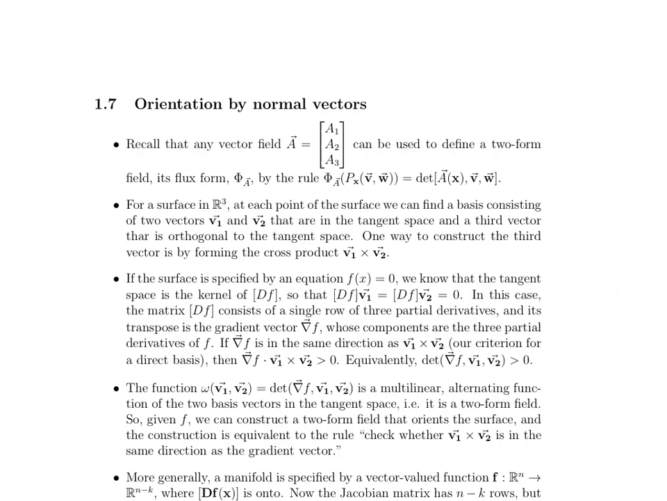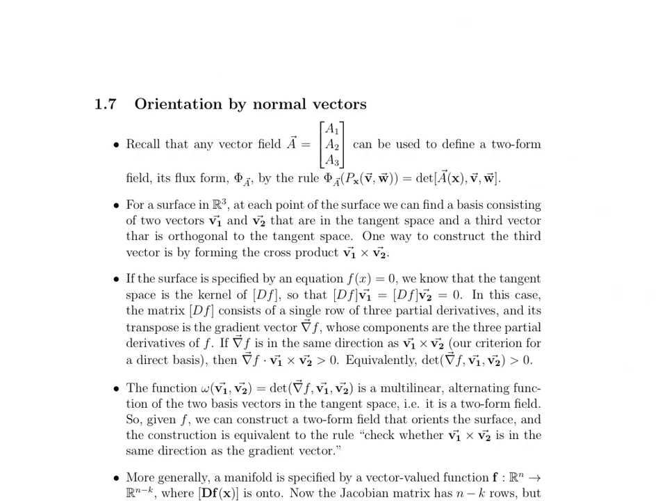And if the gradient vector of f is in the same direction as the cross product, that vector perpendicular to the tangent space, then the gradient of f dotted with v1 crossed with v2 is going to be positive. Equivalently, that also means that the determinant of the 3x3 matrix, where the first column is the gradient, the second column is v1, the third column is v2, is going to be positive.